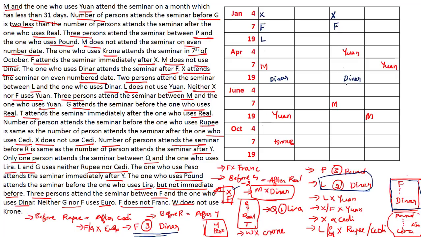So between dinar and L, there should be a gap of 2 persons. 1, 2, L can be here. Again, it is making two possibilities. That is why I am going to put one more possibility. X and f would be here. U1 would be here. So dinar would be here.